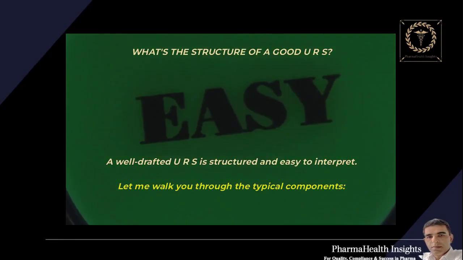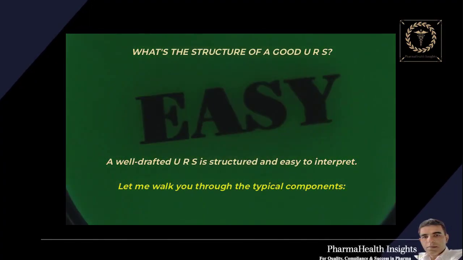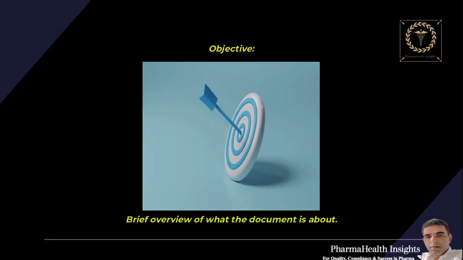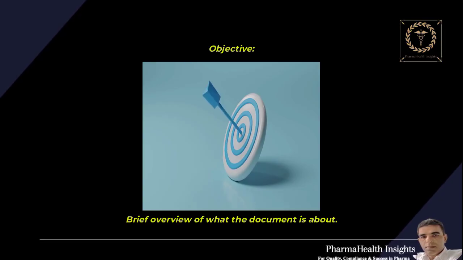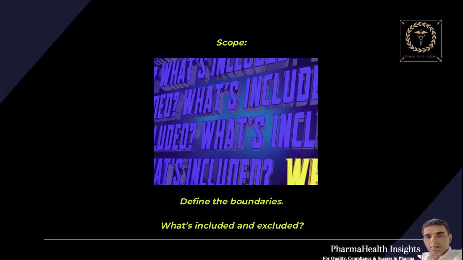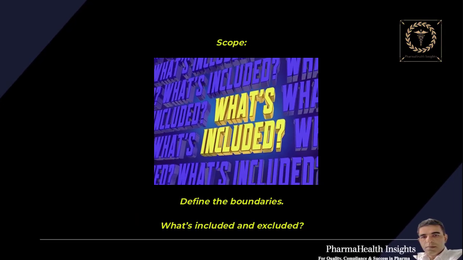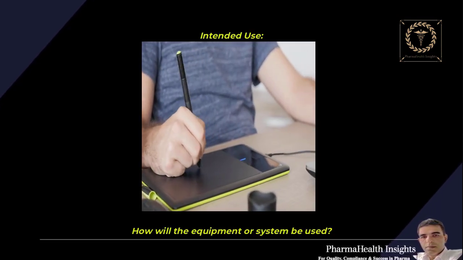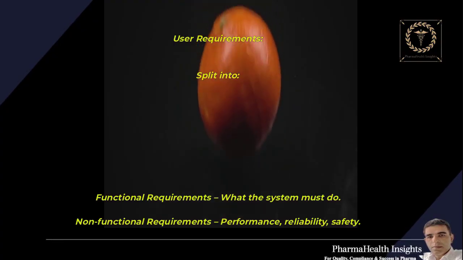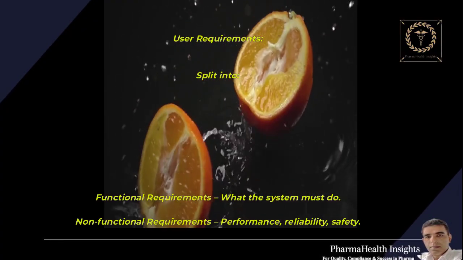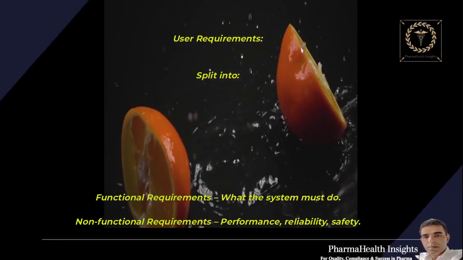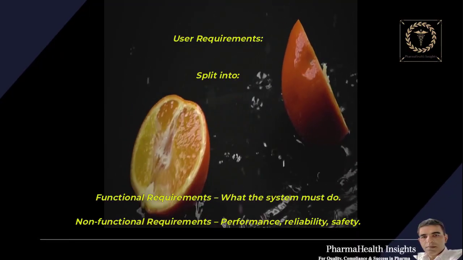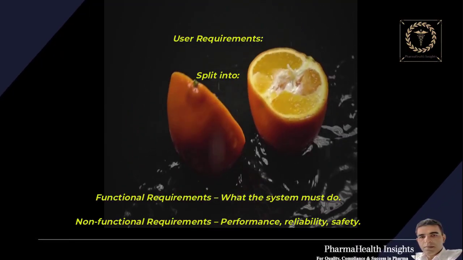What's the structure of a good URS? A well-drafted URS is structured and easy to interpret. Let me walk you through the typical components. Objective: brief overview of what the document is about. Scope: define the boundaries, what's included and excluded. Intended use: how will the equipment or system be used. User requirements, split into functional requirements, what the system must do, and non-functional requirements: performance, reliability, safety.